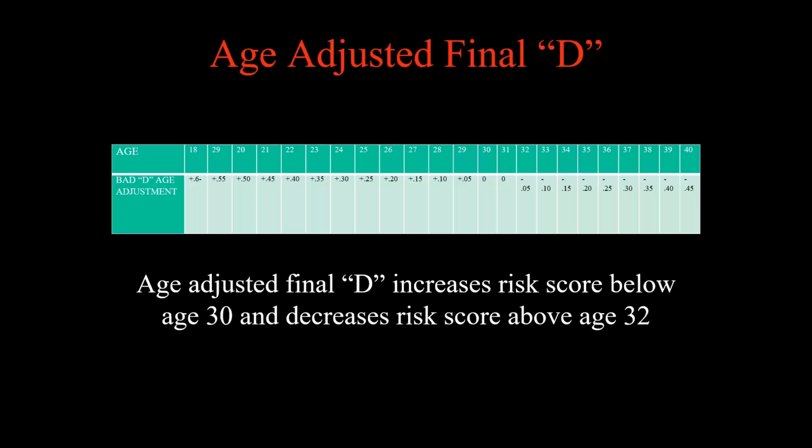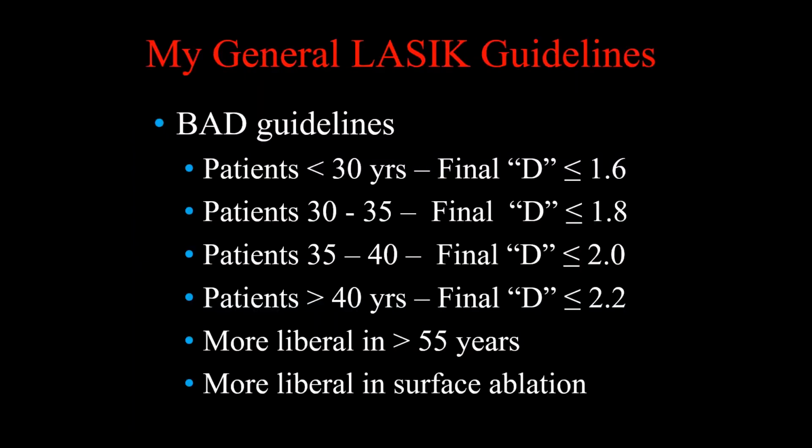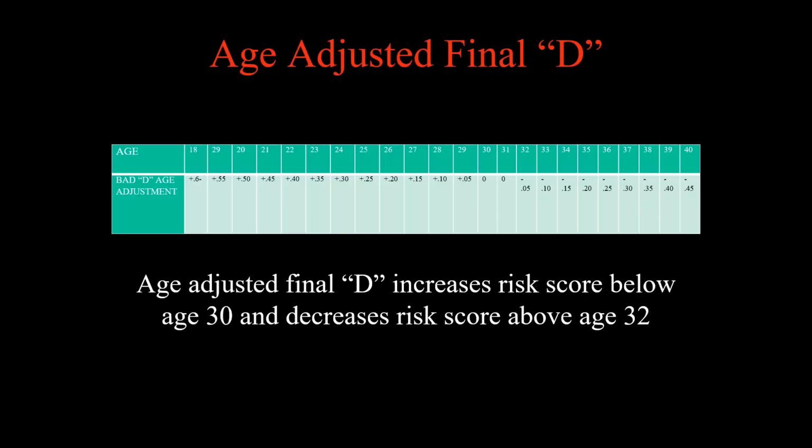And after above 31, you decrease by 0.05. So in other words, if you had a patient who was, let's say, 21, and the final D was 1.6, effectively an age-adjusted final D would be 2.05. So effectively, if we go back here, it removes the fact that you have a floating number based on the patient age and gives you an age-adjusted one. And hopefully, as I said, this will be added as a next iteration on the BAD display.